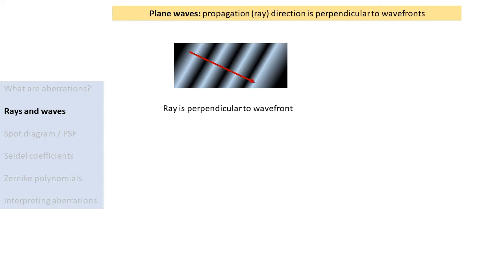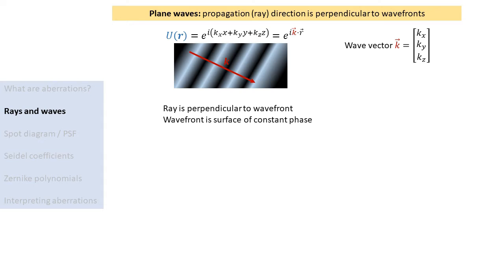The optical field can be described as a complex valued function, and the wavefronts are surfaces where the complex phase is constant. If the optical field is locally approximated as a plane wave, we can define a wave vector, whose direction indicates the direction of propagation, and whose length is related to the wavelength of the light.